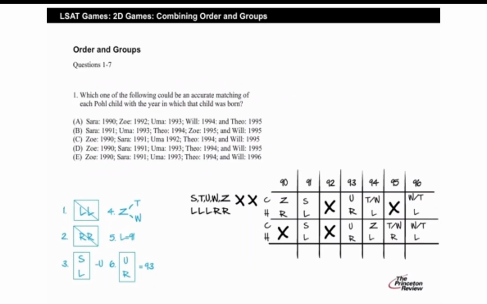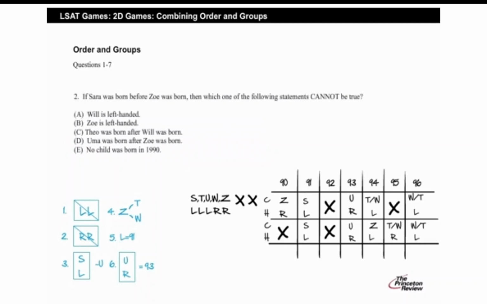The first question asks, which one of the following could be an accurate matching of each pole child with the year in which that child was born? This looks a lot like a grabber rule, but it only gives you the children, not the handedness. Clue 4 allows you to eliminate B because T is not after Z. Clue 5 knocks A out since it has no child born in 91, and Clue 6 eliminates C because U isn't in 93. After that, you actually have to rely on your deductions in order to decide between D and E. Both answer choices can only be based on scenario 1, since they both have Z in 90. In scenario 1, T and W are 95 and 96, not 94 and 95, so E must be the answer.